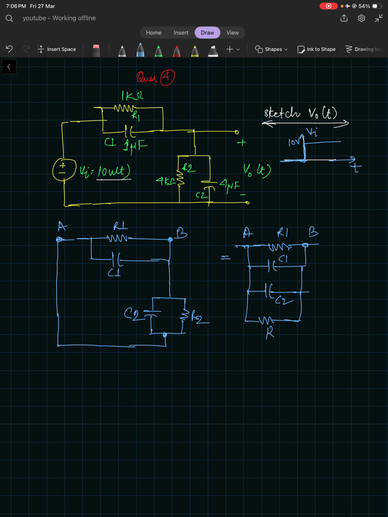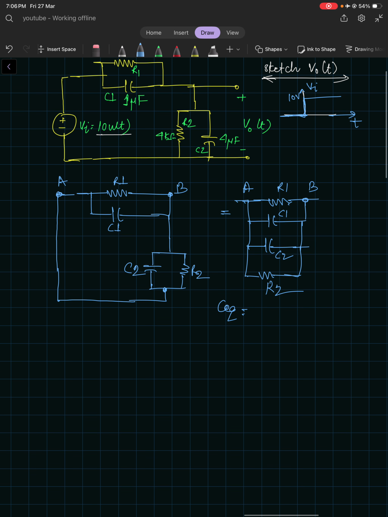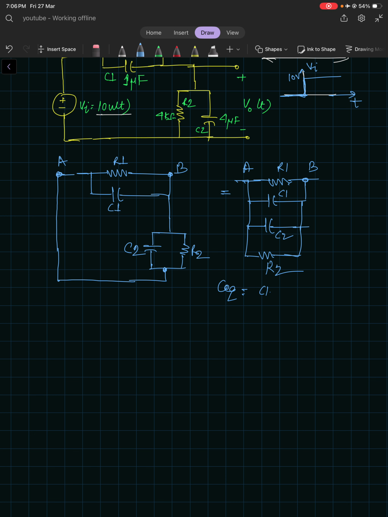C2 and R2. The C equivalent would be these two in parallel, C1 plus C2, right? And R equivalent would be R1 R2 upon R1 plus R2, because both R and C are in parallel. For parallel resistors this is the equivalent resistance, and for parallel capacitors both are added. So again it is going to be a simple RC circuit, as it is a first order circuit, right?